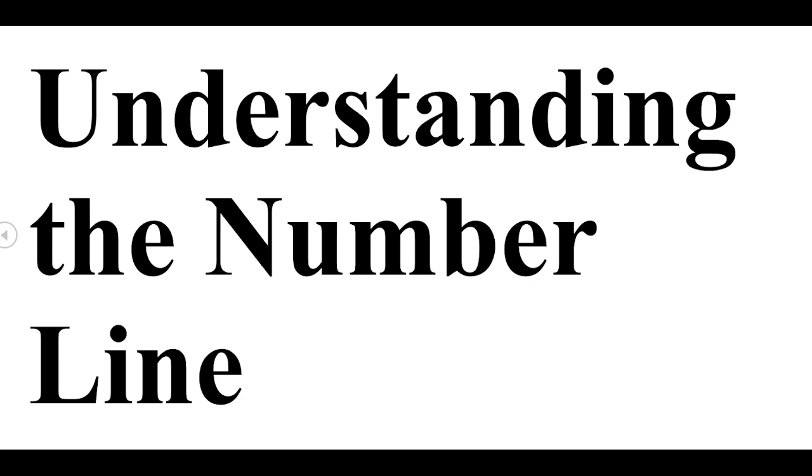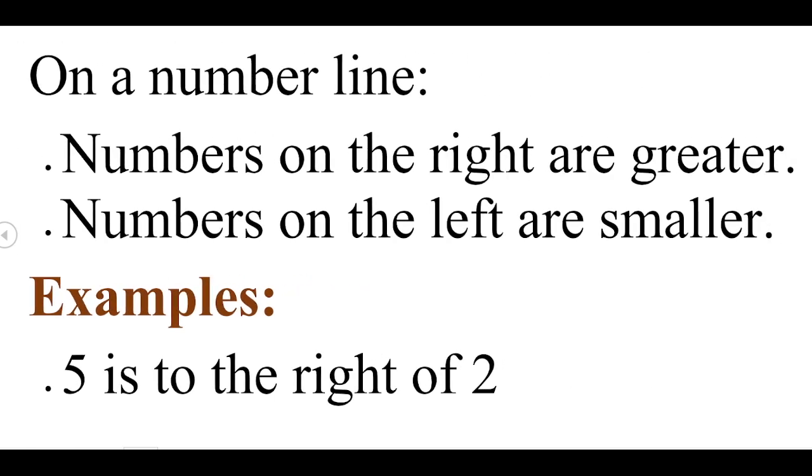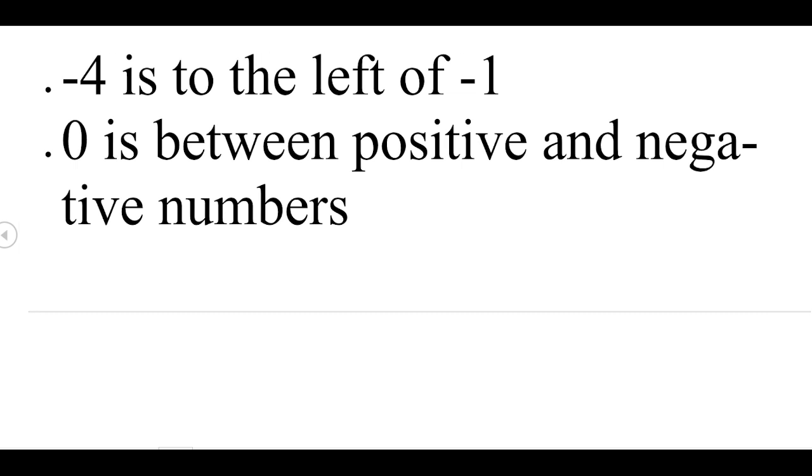Understanding the number line: a number line helps us visualize how numbers relate to each other. The center, 0, sits right in the middle, acting as the border between positive and negative numbers. Going right, numbers on the right side are greater. For example, 5 is to the right of 2. And going left, numbers on the left side are smaller. For example, minus 4 is to the left of minus 1. So minus 4 is less than minus 1.